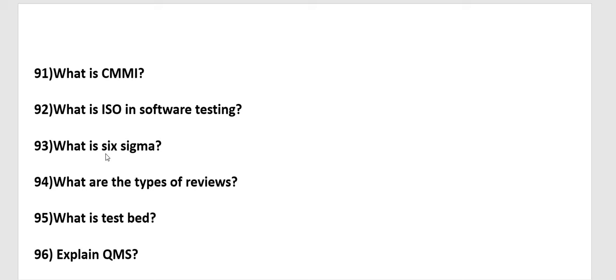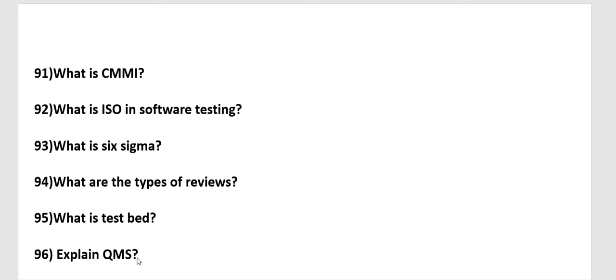What are the types of reviews? Walkthrough, technical review, and inspection. What is test bed? The test execution environment configured for testing. Testbed consists of specific hardware, software, operating system, network configurations, the product under test, other system software, and application software.